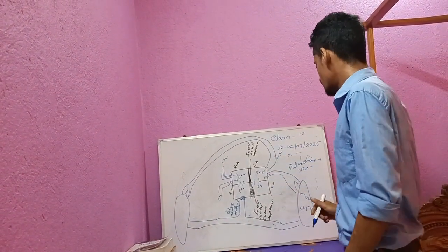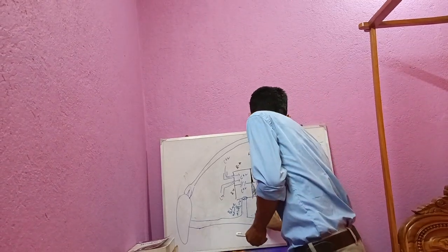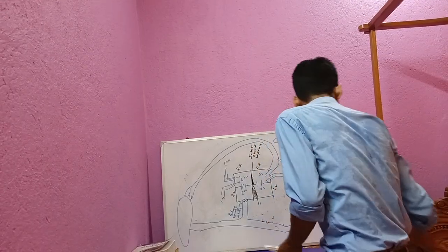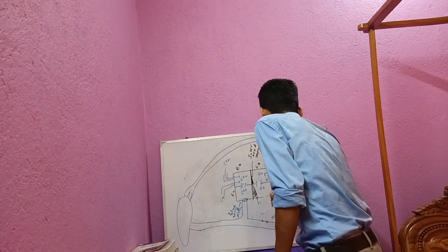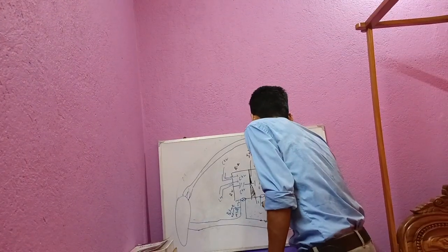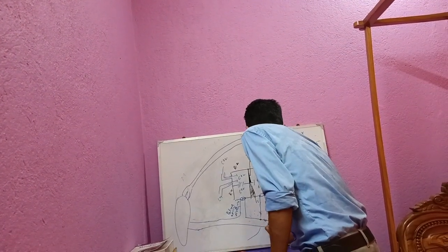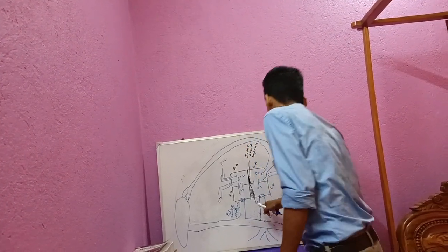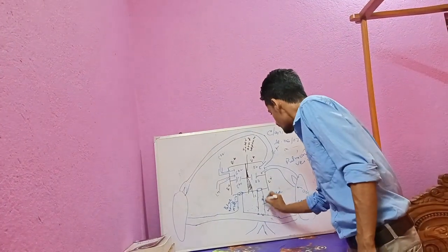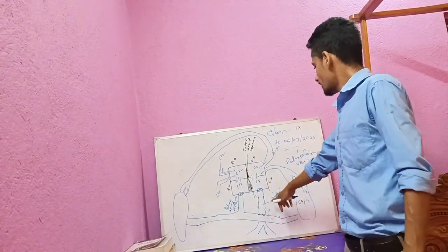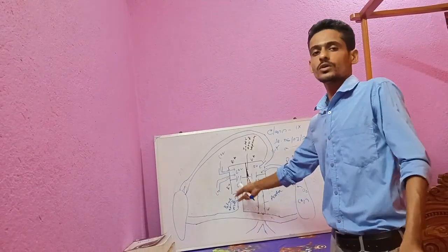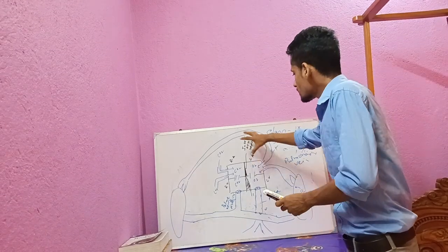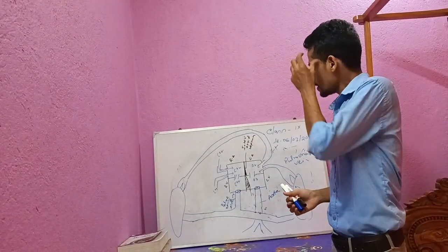And from the left ventricle, blood enters the aorta. This is the aorta, the largest artery of our body. From this left ventricle, blood enters the aorta and circulates throughout the body. Oxygenated blood circulates throughout the body. So this is the blood circulation pathway in our body.